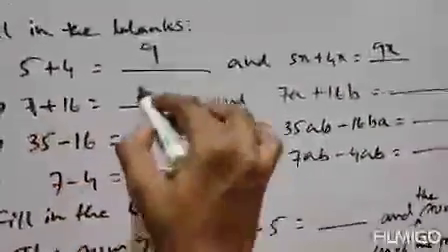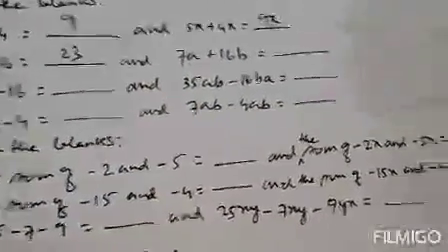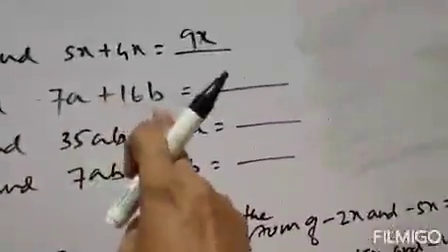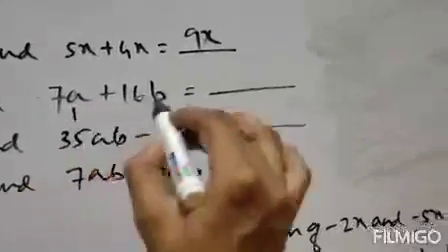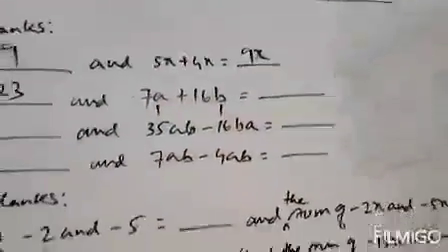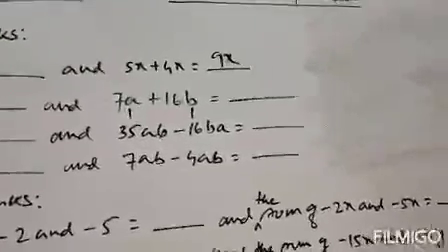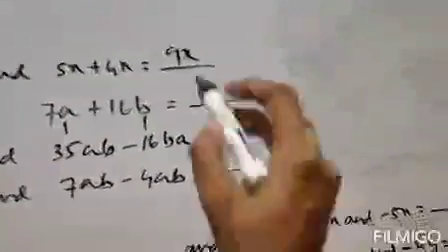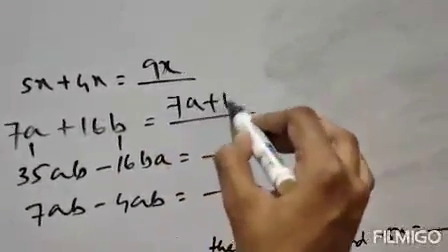7 plus 16, this is 23. That means 7a plus 16b. Look at this. Here the coefficient of 7 is a, here the coefficient of 16 is b. That means both of these are not the same. That means they are unlike terms. So we cannot add this. We will write only 7a plus 16b.